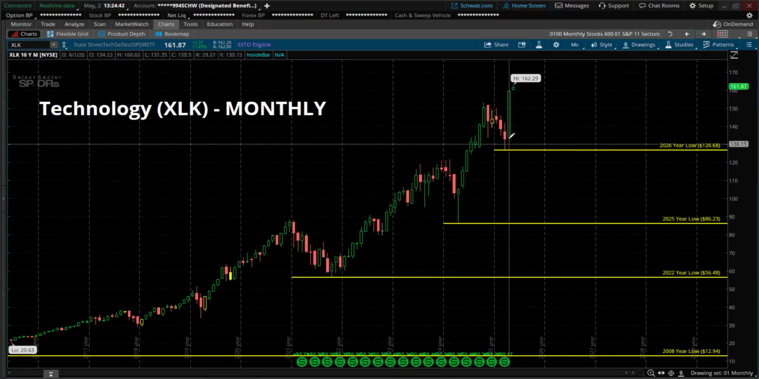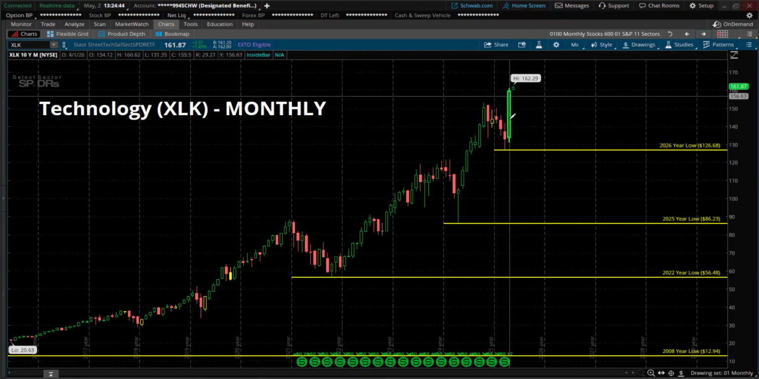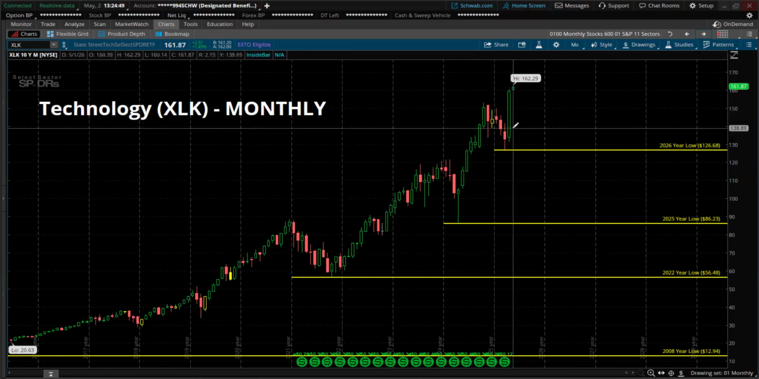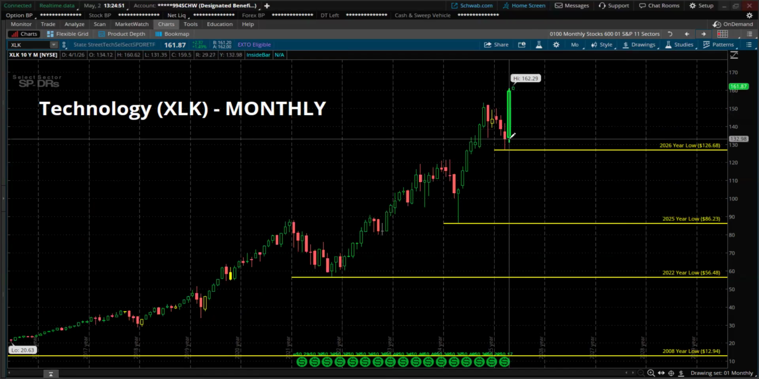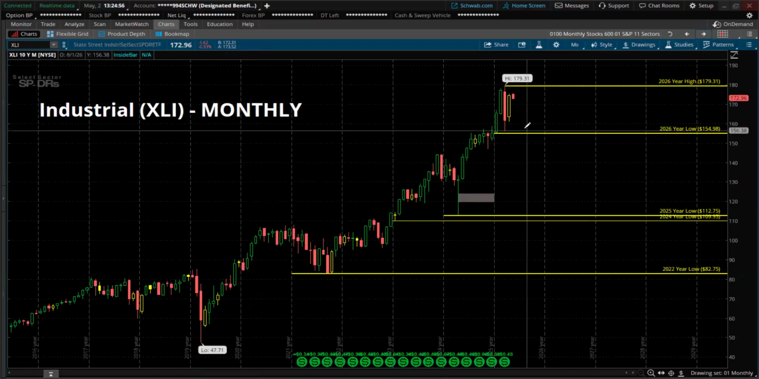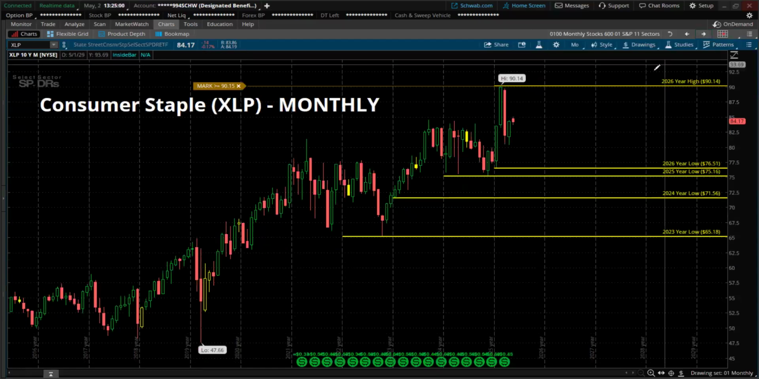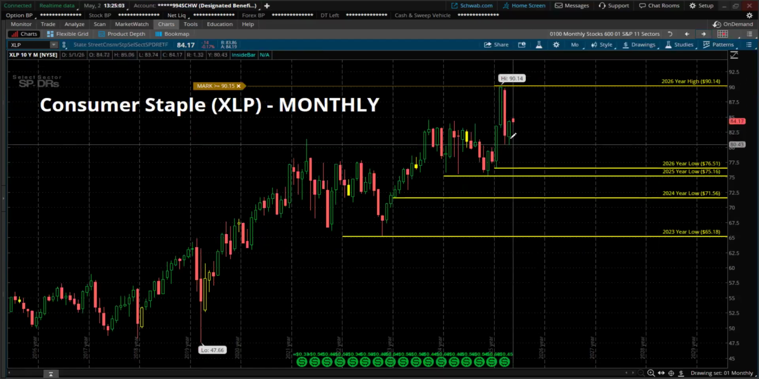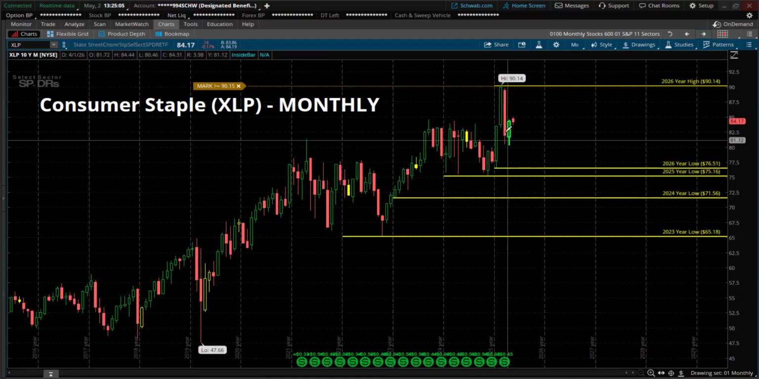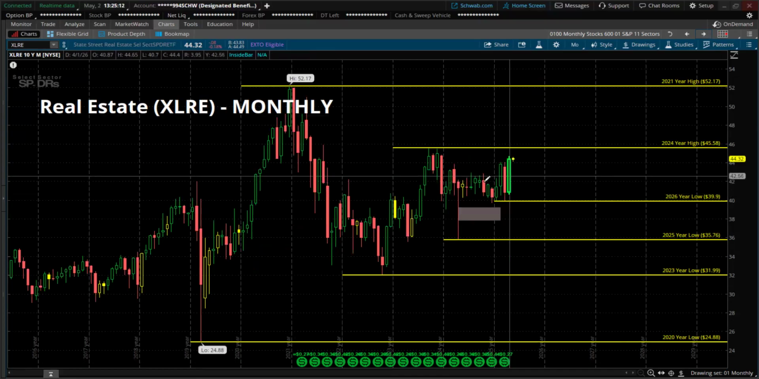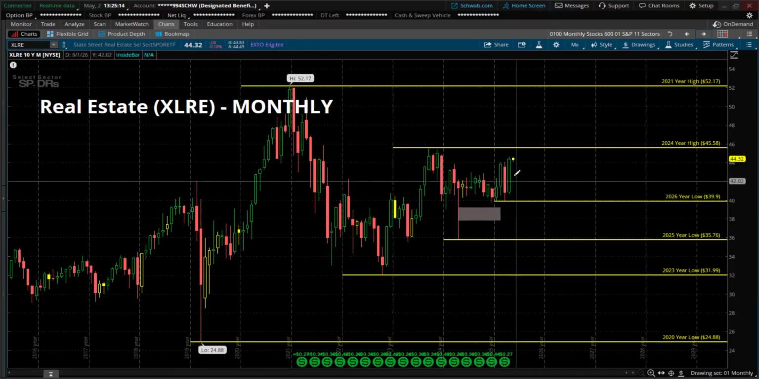Technology, yep, huge trading range last month. Look at that, extremely strong. So right now, this looks like the hottest sector, finally coming back into leadership. XOI, inside candle last month, big consolidation here. Consumer staples, green candle there, little trading range from the prior months. And real estate, that big green candle last month, amazing. Big consolidation here, and it's popping up.